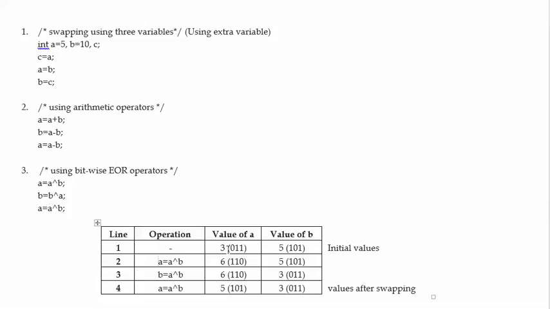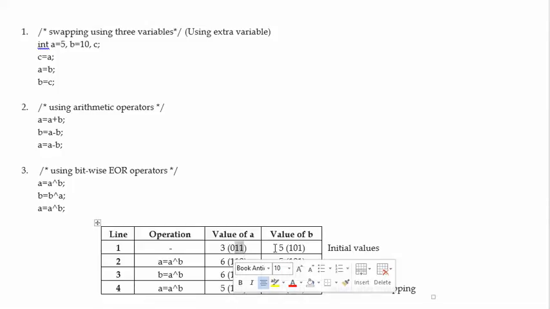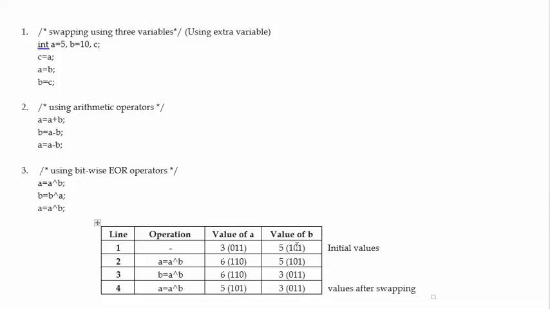Suppose I have A, the binary value will be 1 1 0. Similarly, I have B, the binary value will be 1 0 1. I can have A XOR B, so the value of A becomes 6, B is 5. Similarly, I can have B is equal to A XOR B, so we have 6 and 3. Finally again A XOR B, so it becomes 5 and 3. So this is how you can use the XOR operator.